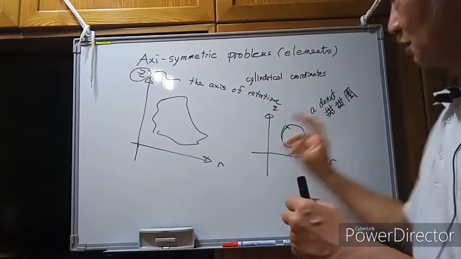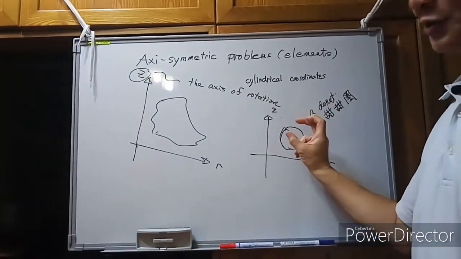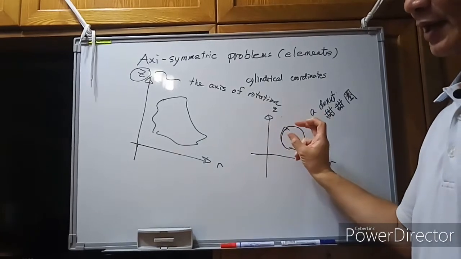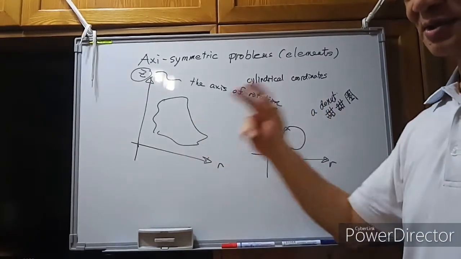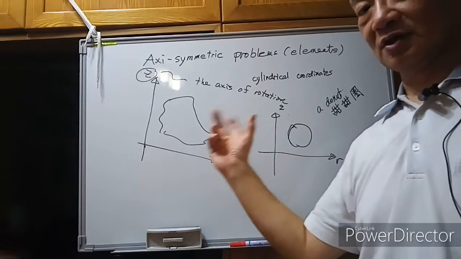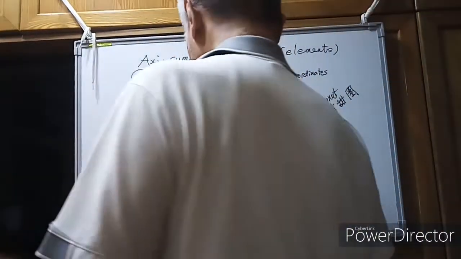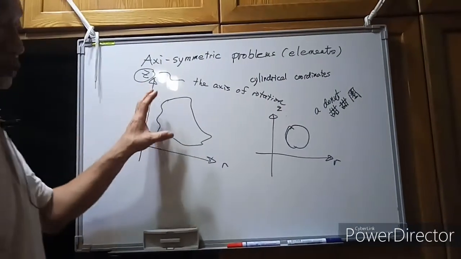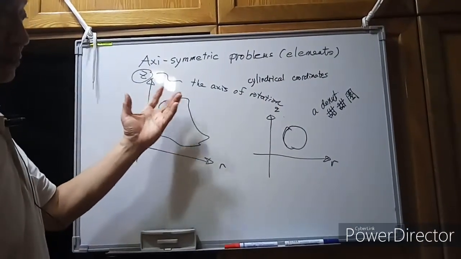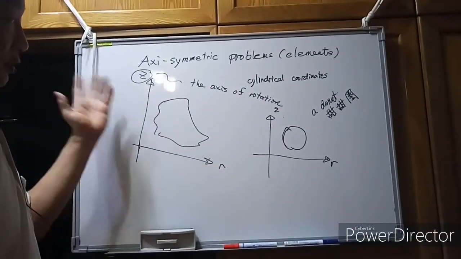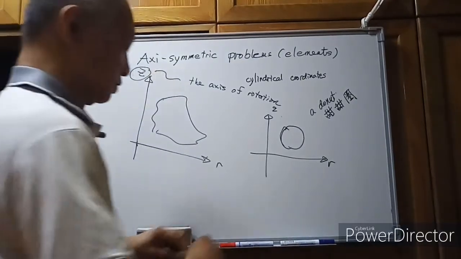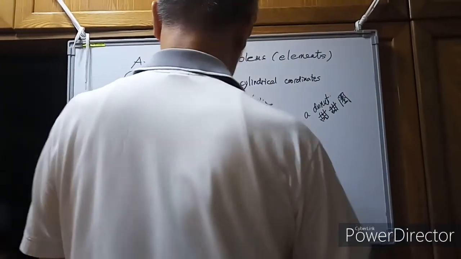Just imagine a circular area on the RZ plane. It represents a three-dimensional donut. Okay, it is something like a donut. Not only can the geometry of the structure be obtained by the rotation about the z-axis, but also the applied loadings.